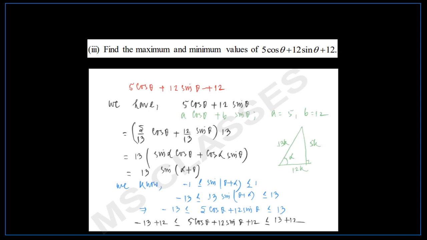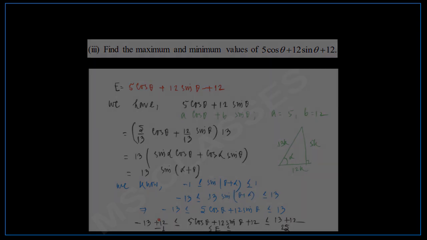Now the maximum value is 25 and the minimum value is minus 1. If the given expression is E, then E is lying between what? E is coming as less than or equal to 25 and greater than or equal to minus 1. E lies between 25 and minus 1. So the max value is 25, the min value is minus 1.